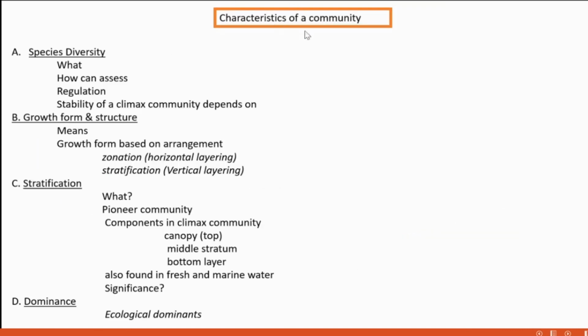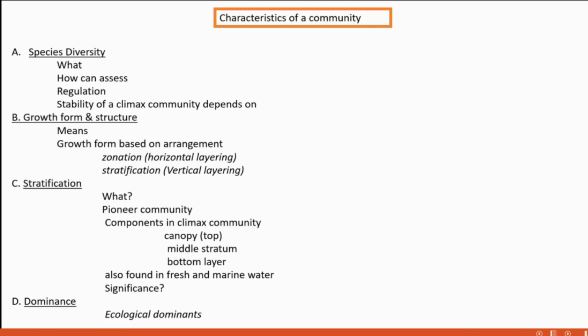Next, characteristics of a community. First characteristic is species diversity. A community will certainly have diversity. Different types of plants and animals are present in a community, so it certainly has species diversity. How can we assess the diversity? It's very simple, by enumerating. Enumeration means counting. Through counting we can assess the diversity.